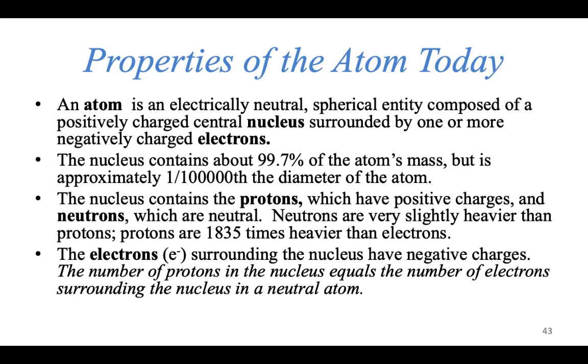So those are the properties of the atom as we know it today. The atom is electrically neutral because it has the same number of electrons as protons. The nucleus is spherical in nature, positive, and contains 99.7% of the mass of the atom. It's 1/100,000th the diameter of the atom, and it is surrounded by one or more negative electrons. The nucleus contains positive protons and neutral neutrons.